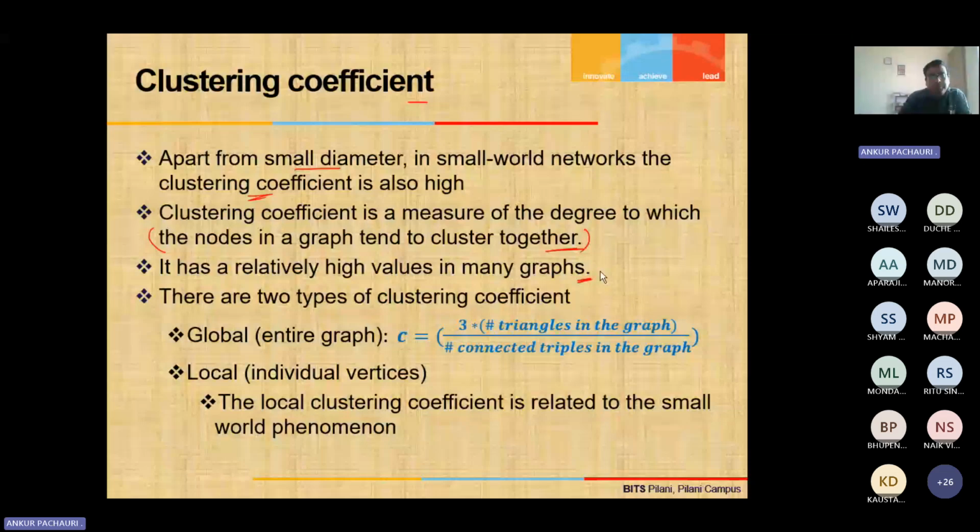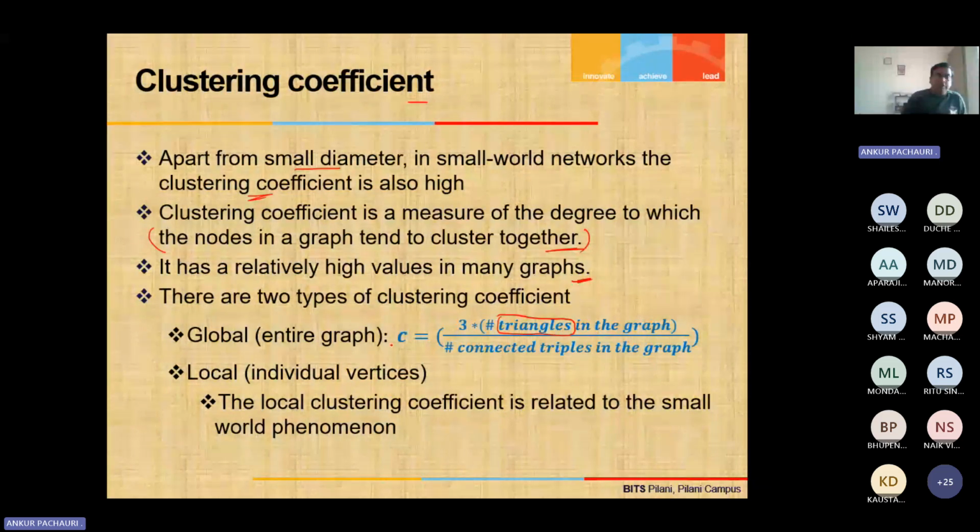How can I measure it? Again, in the form of triangles. So if the number of triangles is high, the clustering coefficient will be high. So that is an observation, that is the trend. How can we calculate a number, which I call the clustering coefficient?